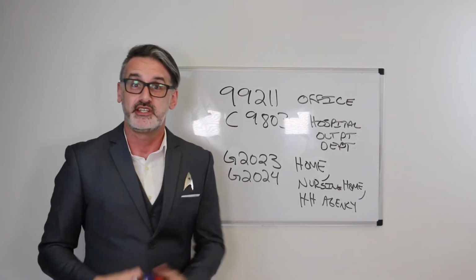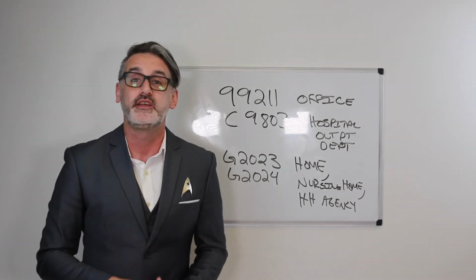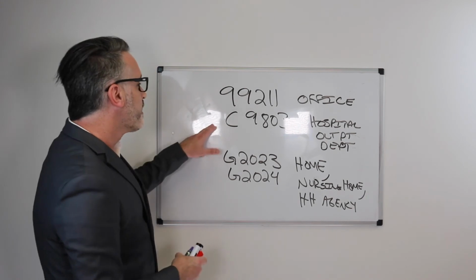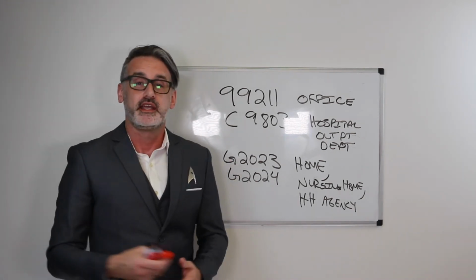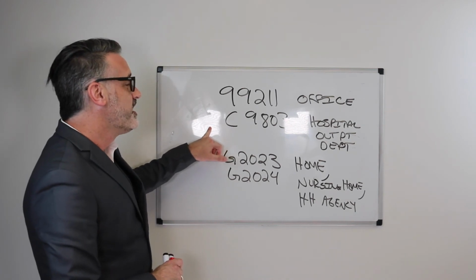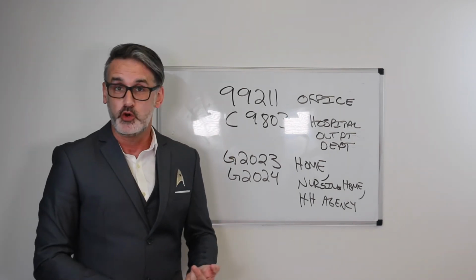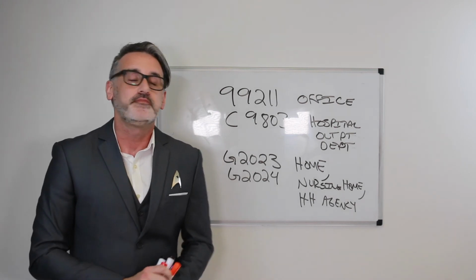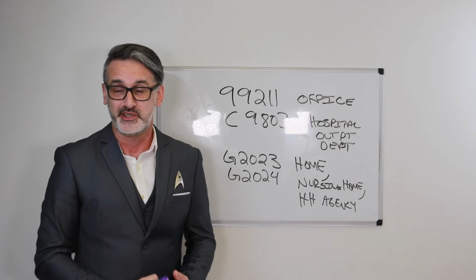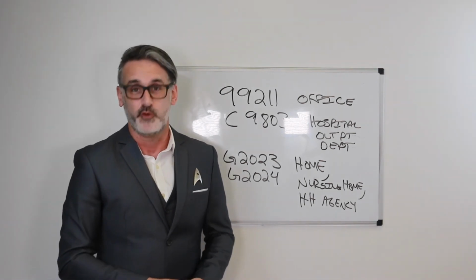99211 if the collection is done in the office setting. Again, Modifier 25 may be applicable based on the encounter. Or if it is collected in a hospital outpatient department, C9803. Or if it's collected in a home, as in private residence, nursing home, or also a home health agency, then the 2 possible codes we have are G2023 or G2024.